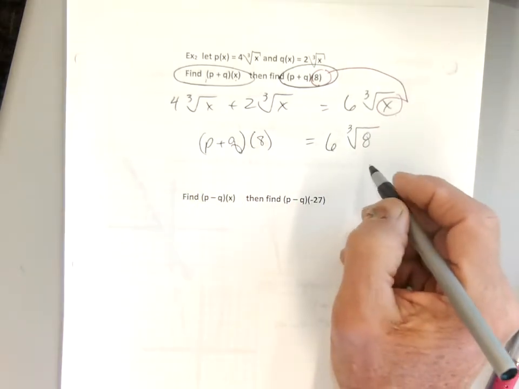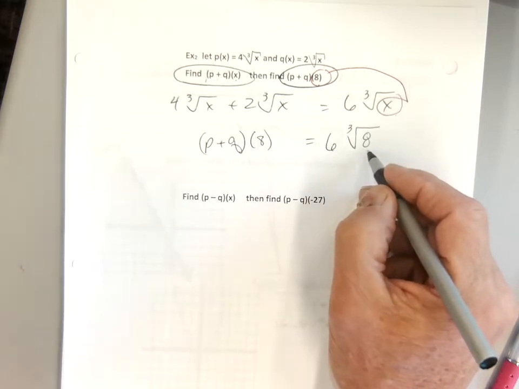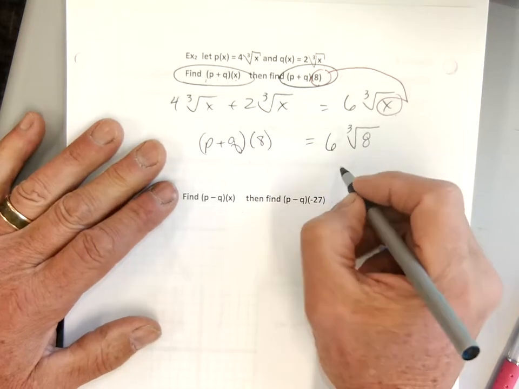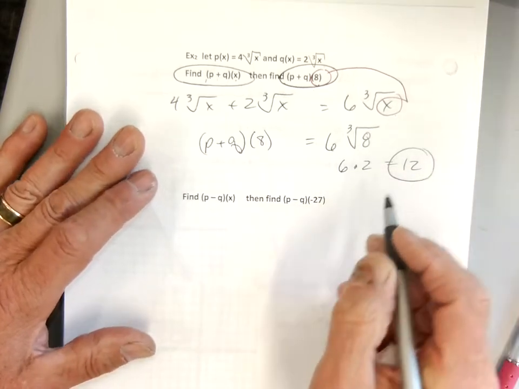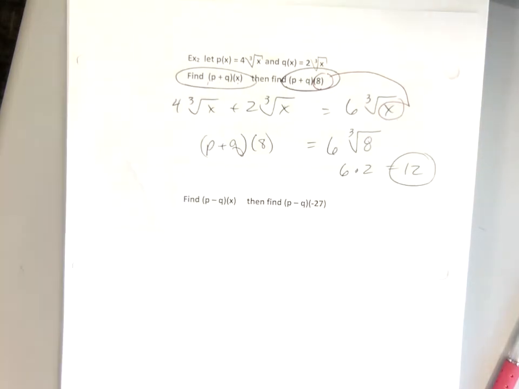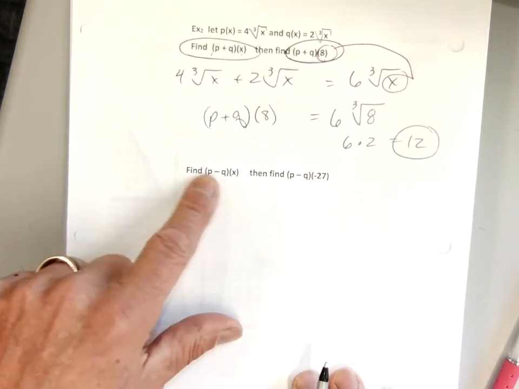Cube root of 8, hopefully everybody knows that's 2, because 2 times 2 times 2 is 8. So the cube root of 8 is 2. 6 times 2 is 12. That's the answer to that question. Okay, now, last example, we're just going to subtract them.